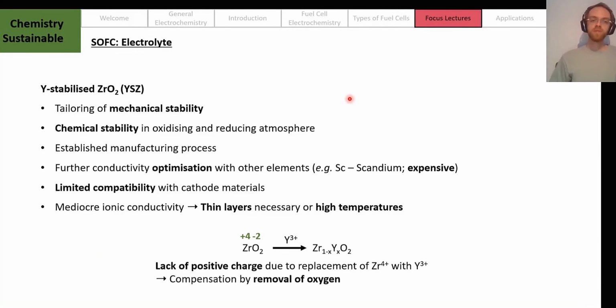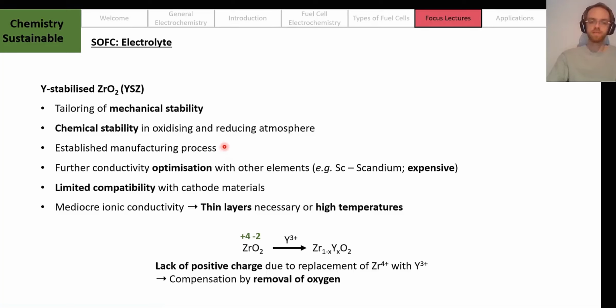This yttrium stabilized zirconium oxide is very much the established material for this kind of fuel cell, the SOFC. It allows the tailoring of mechanical stability, because you can vary the yttrium part in there. You can either dope more yttrium in or reduce the compound's yttrium richness. It offers chemical stability in oxidizing and reducing atmosphere. This is very important. And it has a well established manufacturing process, as it is pretty much known for these kind of cells.